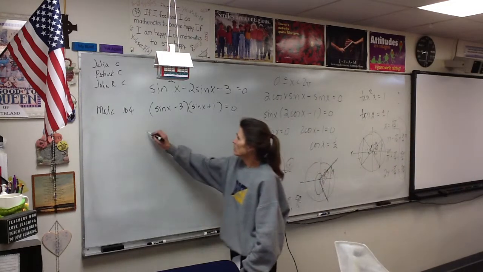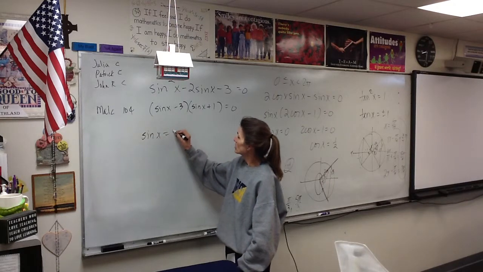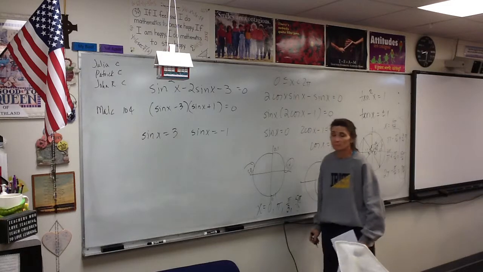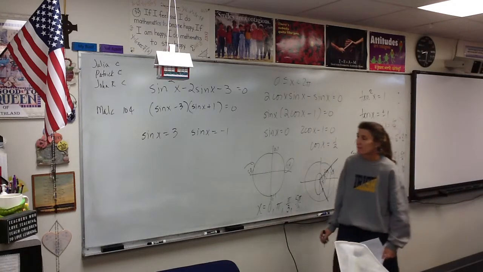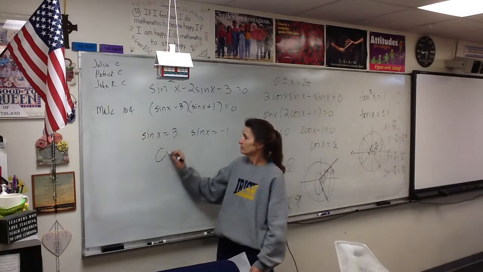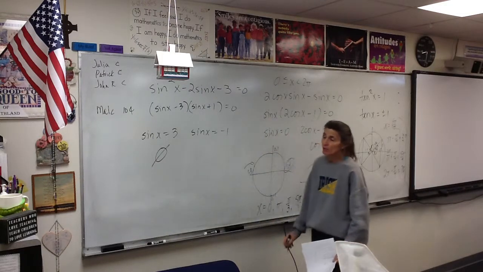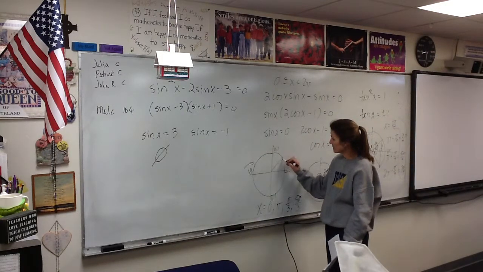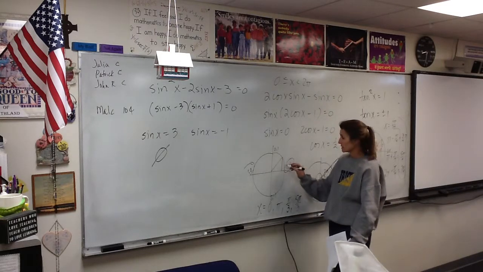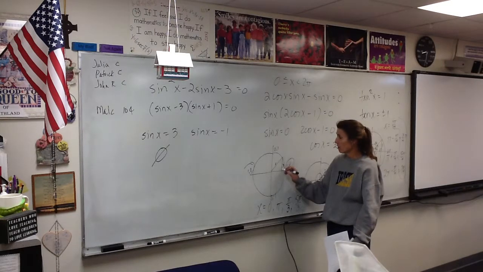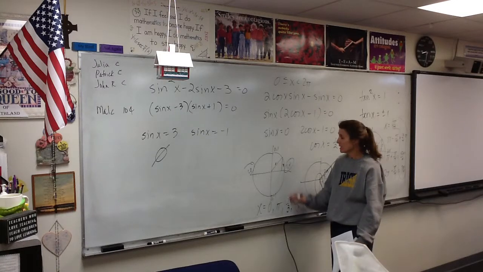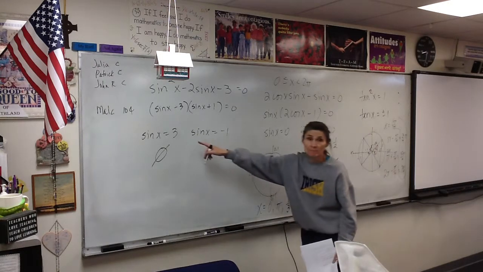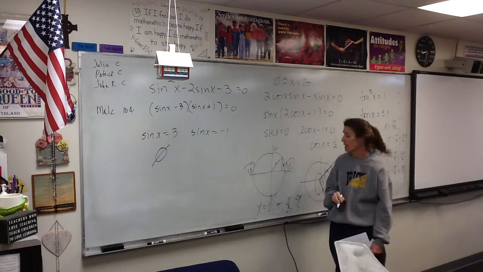Now I'm going to set each one of those equal to 0 and solve, so sine is 3 or sine is negative 1. This is impossible. Sines and cosines cannot be bigger than 1. Think about it for a second. Sine is y over r, opposite over hypotenuse. Can opposite ever be 3 and hypotenuse be 1? Would that be possible? Absolutely not.